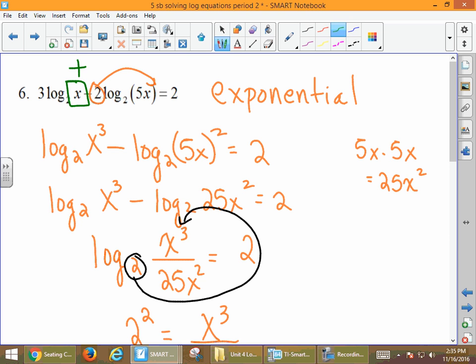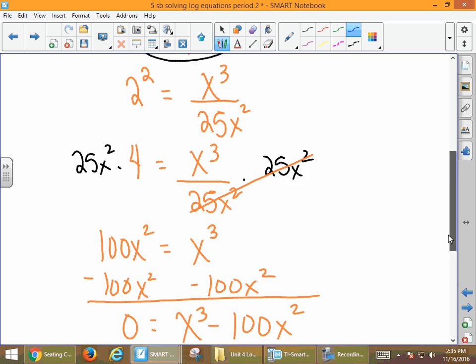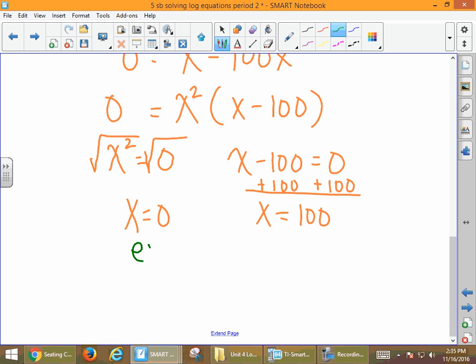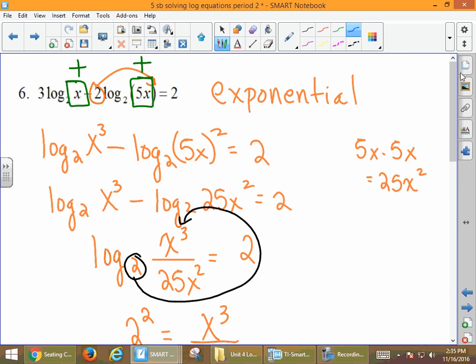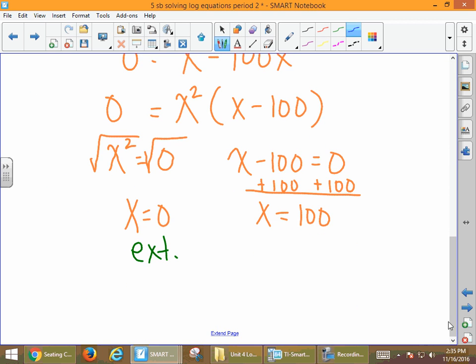That x must be positive. Our domain has to be greater than 0. 5x has to be greater than 0. It has to be positive. Well, one of our answers that we ended up with was 0. 0 is not positive, which means that 0 is extraneous. But let's check our value of 100 for x. Well, 100 is positive. 5 times 100 is 500. It also is positive. So our solution to this problem is x equals 100.